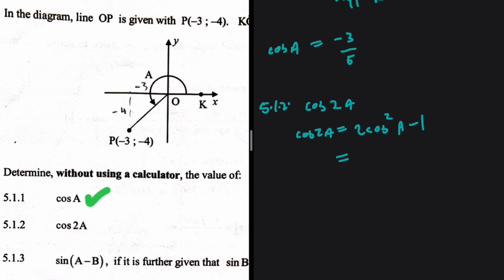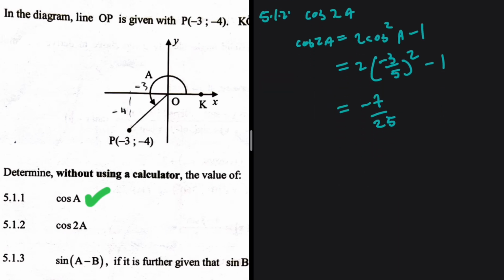So do we have cos of A? We do. So we're going to have 2 cos of A, which is -3 over 5. We square that and subtract 1. Let me just put that in my calculator and not complicate my life. So 2 multiplied by -3 over 5 squared minus 1. That is -7 over 25. So we have -7 over 25.